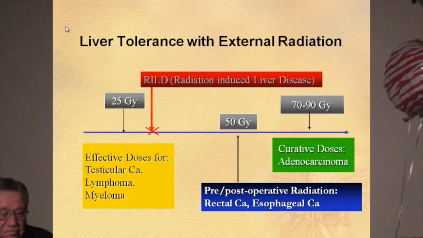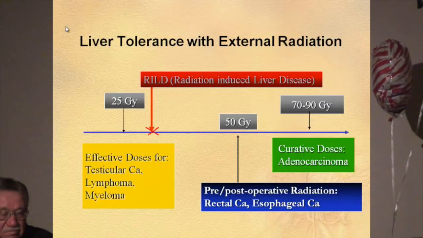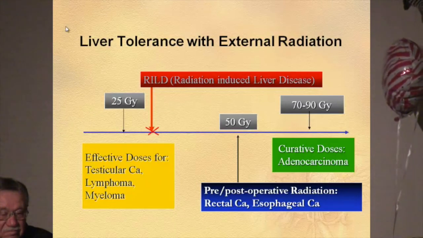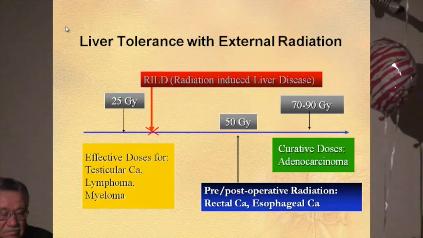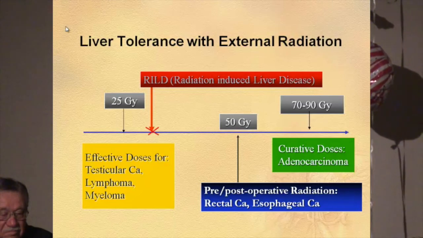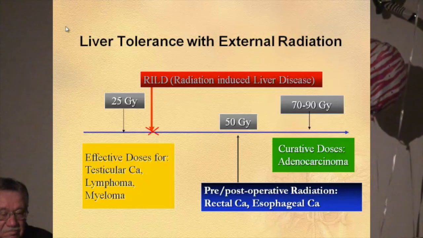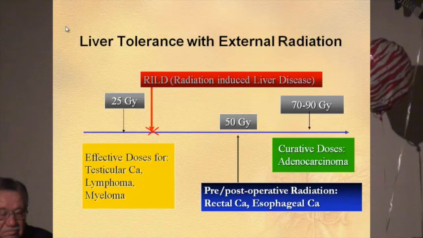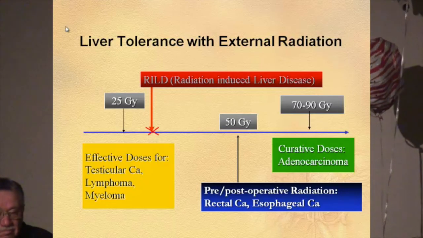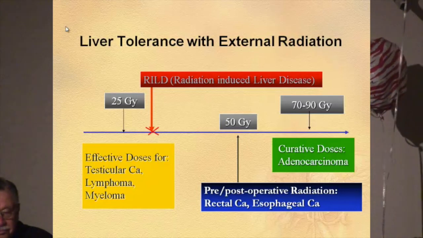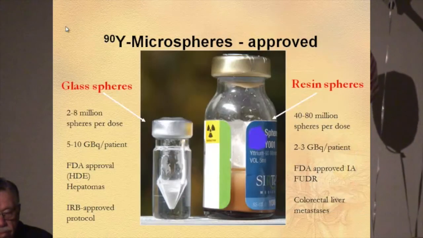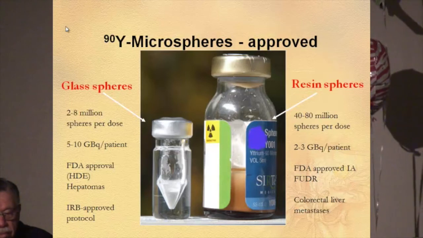Tolerance. We know that the liver fails after it sees about 30 gray of radiation. And we know that from external beam data. We know that tumors die at about 100 gray. So the question is, how do you get a preferentially high dose into all these tumors with relatively low dosing to the rest of the liver? Well, we take advantage of that hypervascularity in the blood supply.